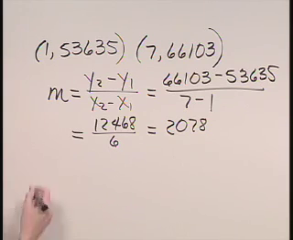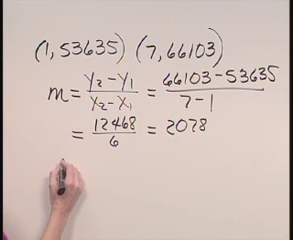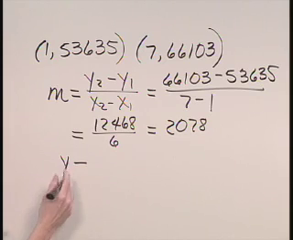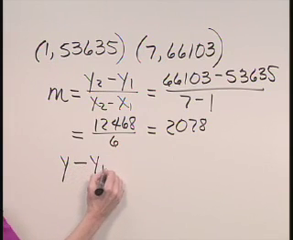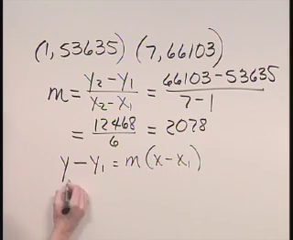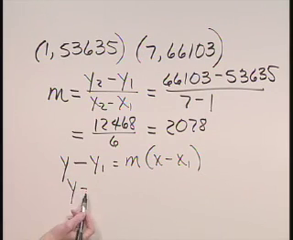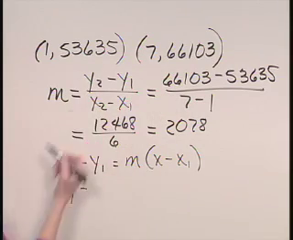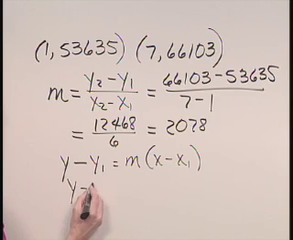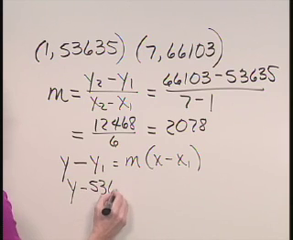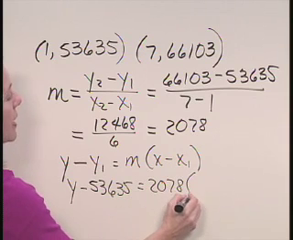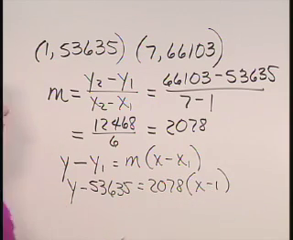Now, in order to find an equation that represents this information, we'll put it in point-slope form, by starting out with y minus y1 is equal to the slope m times x minus x1. All right, so just a point to make here, it really doesn't matter which one of these points we use. I've chosen the first one, but the second point would work just as well. Y minus 53,635 is equal to the slope of 2,078 times x minus 1.